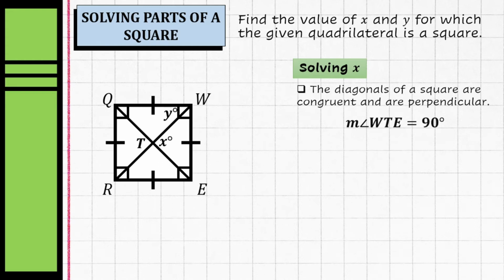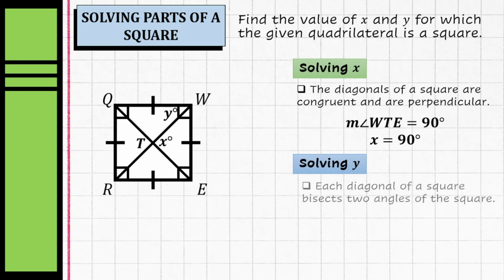So we can say that the measurement of angle WTE is equal to 90 degrees because they will form perpendicular lines. Okay, by substituting the value of the measurement of WTE in this equation, we will have x is equal to 90 degrees. Alright. Now, let's solve for the value of y.